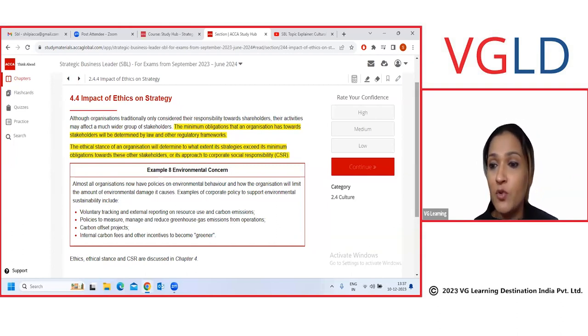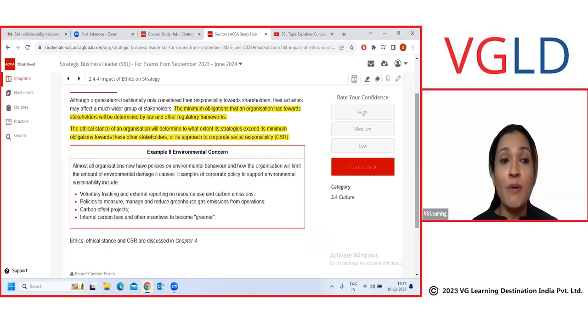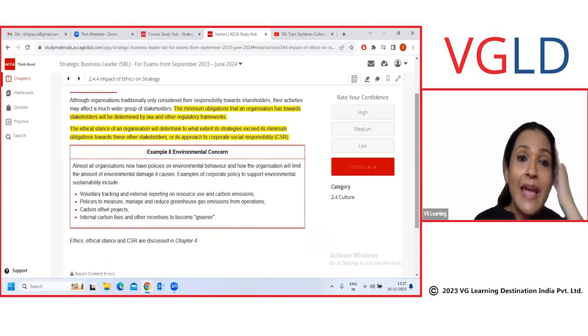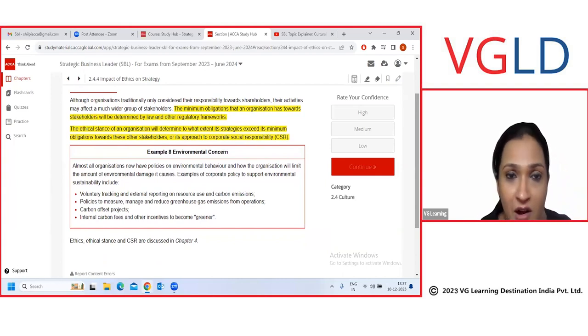Quickly read through the example. All of these topics we'll be doing in much, much detail in separate chapters altogether. Here, I'm only just introducing the concept to you. Quickly have a look at the example, guys.